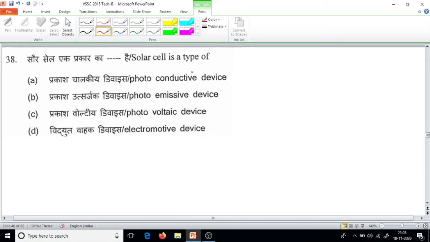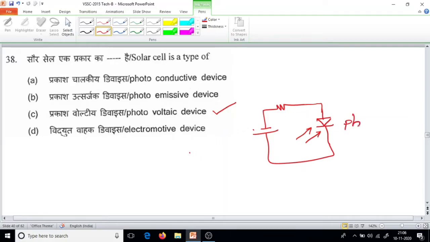Solar cell is a type of photovoltaic cell. It converts light into electrical energy. Now, what is a photoconductive device? There is something called a photodiode. Photodiode is always used in reverse bias. Let's remember it. This is a photodiode, always used in reverse bias condition.